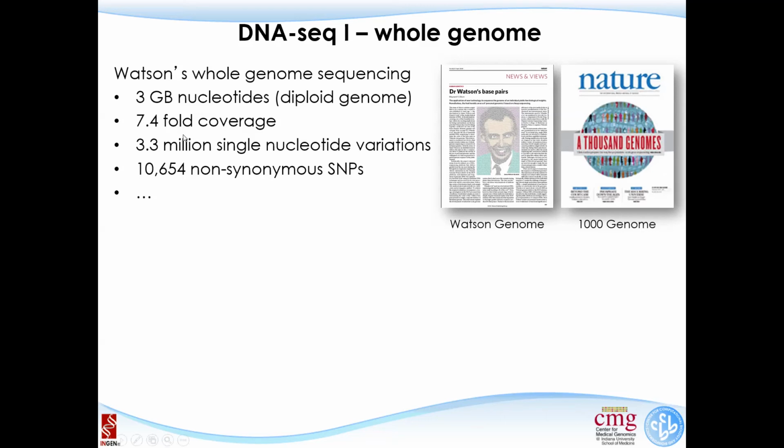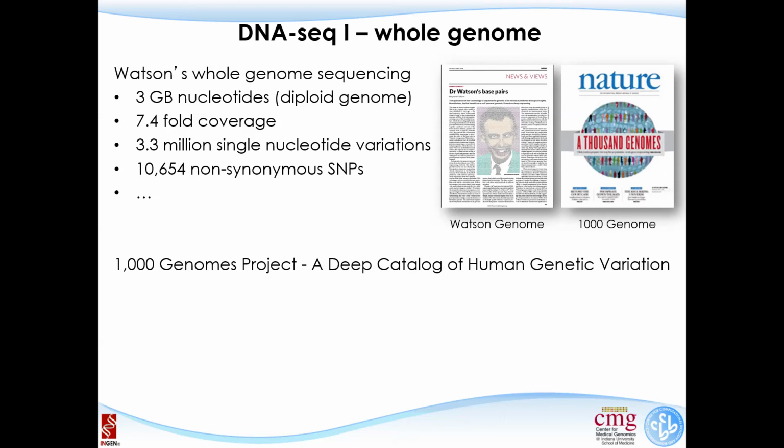But now, you see, at that point, they did a 7.4-fold coverage. And they were still able to identify over 3 million SNPs between the Watson genome and the reference genome. And almost 11,000 of those are non-synonymous SNPs, meaning those are the SNPs that will change the protein sequences. Okay? So, I mean, we know that one of those makes him smarter than the rest of us, but the issue is we don't know which one it was. But anyway, you can see that this is the first scale, which is to do whole genome sequencing.